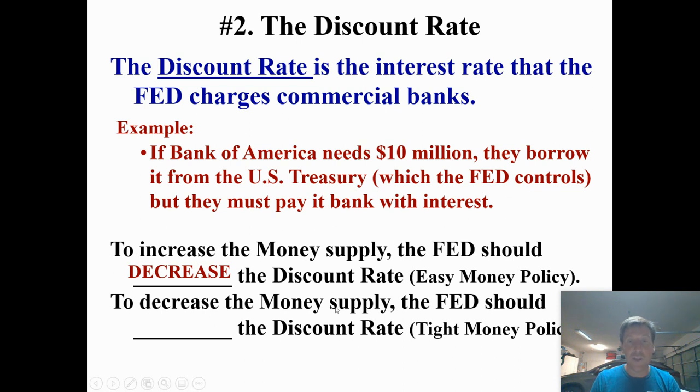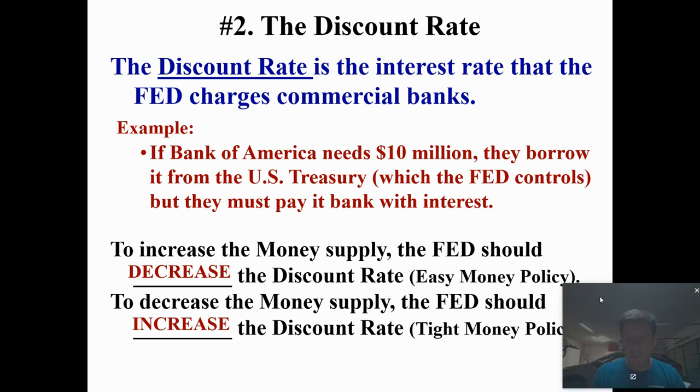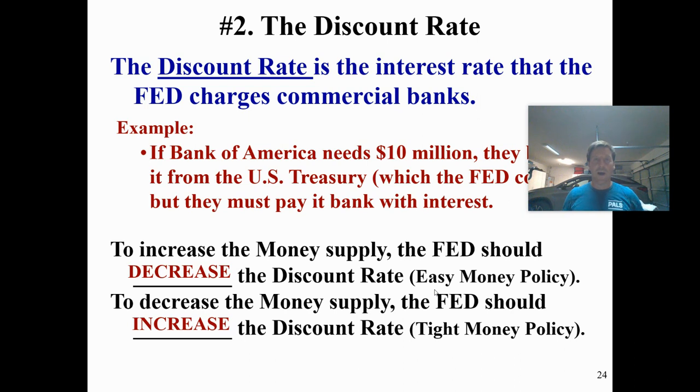If they want to decrease the money supply, if they want a contractionary monetary policy, you would increase the discount rate. Now, I put these terms in here just as a reference. Sometimes they'll say that when you have an expansionary policy, they call that a loose monetary policy or easy money monetary policy. Tight monetary policy refers to a contractionary monetary policy. You're tightening up the supply of money. So sometimes we might see easy or loose for monetary policy. If you see tight, that means contractionary.